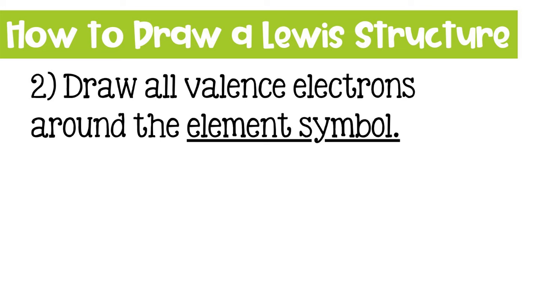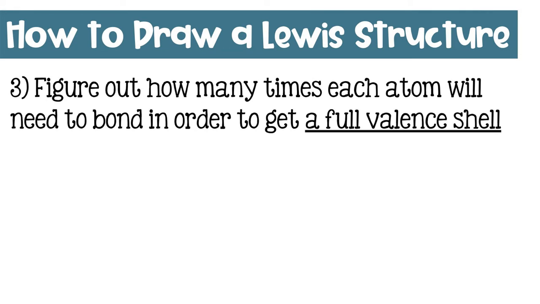Step 2 is to draw all the valence electrons around the element symbol. So you want to draw your Lewis dot structure for each atom. Make sure you draw each as a lone electron before you start pairing them up. So you want 4 lone electrons before you start pairing. Step 3 is to figure out how many times each atom will need to bond in order to get a full valence shell. Remember the duet rule and octet rule.